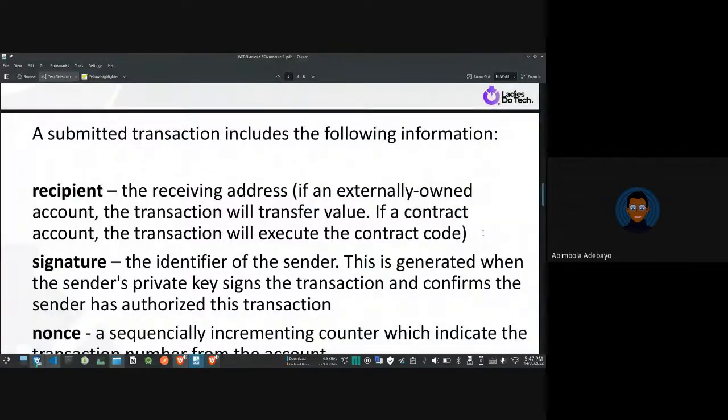So the recipient will be Uchechukwu, and how you are representing this is by using the address. If it is to interact with a contract, the recipient will actually be a contract. Let's say you want to deposit into a staking contract, the recipient will be the address of the staking contract.